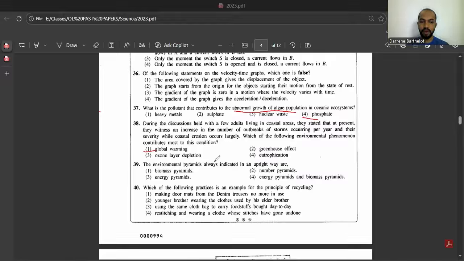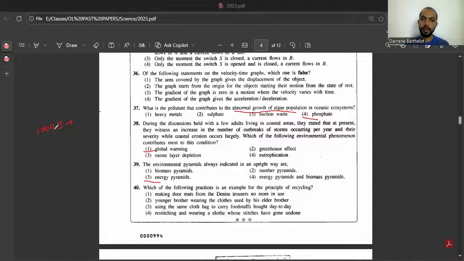39. The ecological pyramids that are always indicated in an upright way are... So energy pyramids are always upright. That's a direct answer you can get, because energy is always dissipated when moving from one trophic level to another. What's the reason for that? Because only 10% of energy is stored in an animal's body. So when another animal depends on that prey, only 10% is passed on, right? So we always say only 10% of energy moves from one trophic level to another.